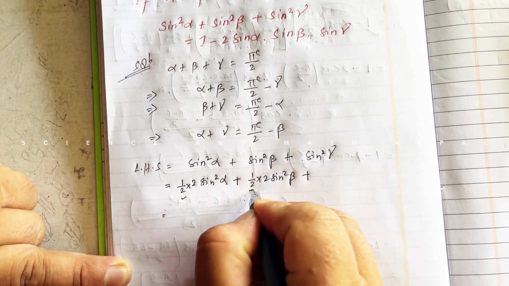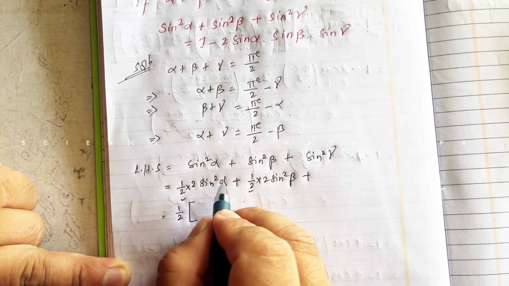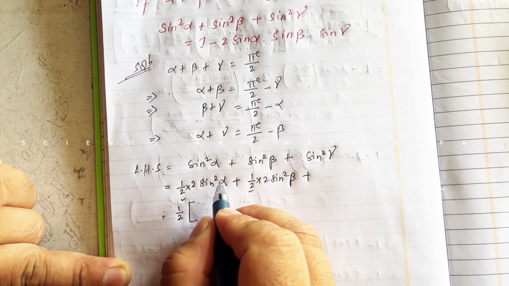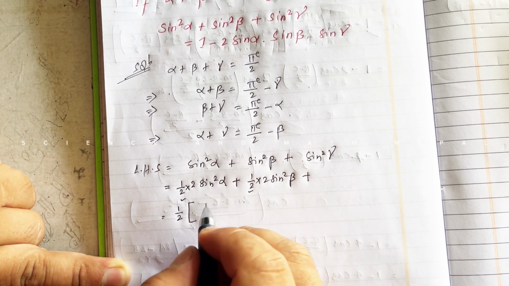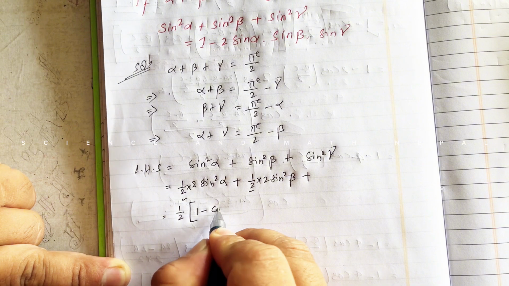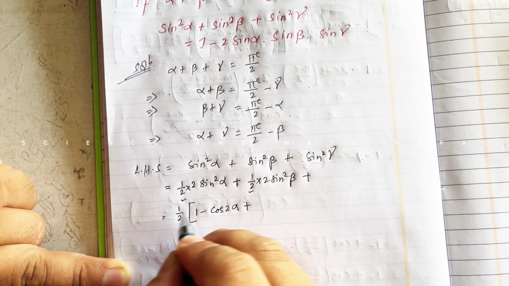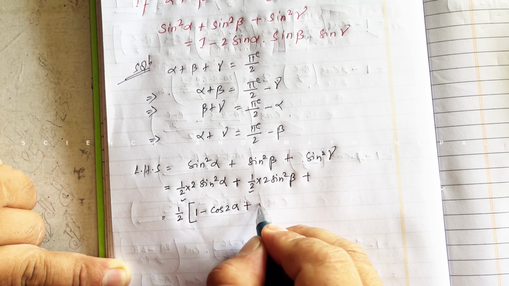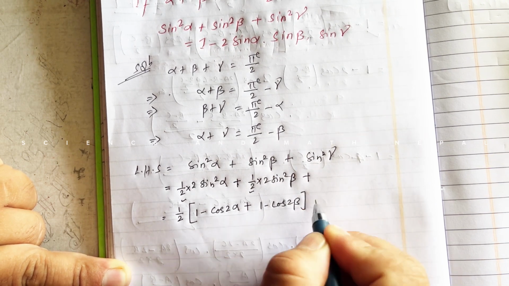So 1 by 2 is common in both. 1 by 2, inside we have 2 sin square alpha. 2 sin square alpha can be written as 1 minus cos 2 alpha, plus 1 by 2 is taken common. 2 sin square beta can be written as 1 minus cos 2 beta. Here the last term is the same as it is.